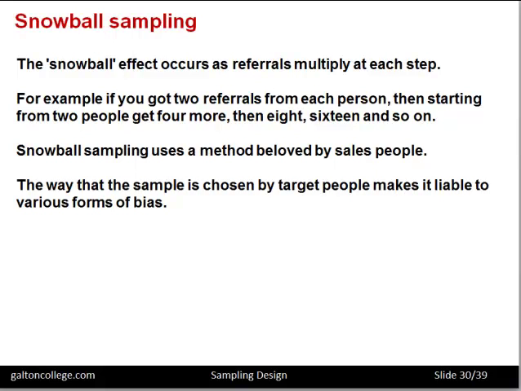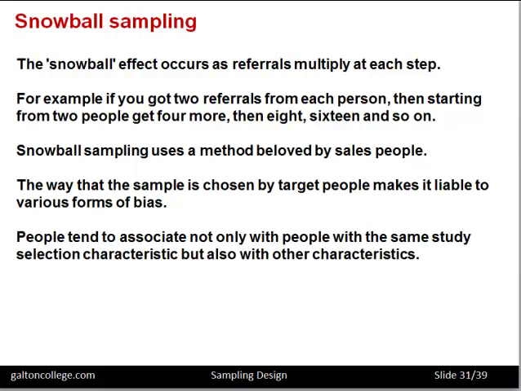As I said, how the sample is drawn and how it's used, the wording of the questions, the environment in which the survey is conducted, and the referral system itself all lead to bias, and hence the outcomes may not be that reliable. I keep saying the same thing, but it is so important. People tend to associate not only with people with the same study selection characteristics, but also with other characteristics.